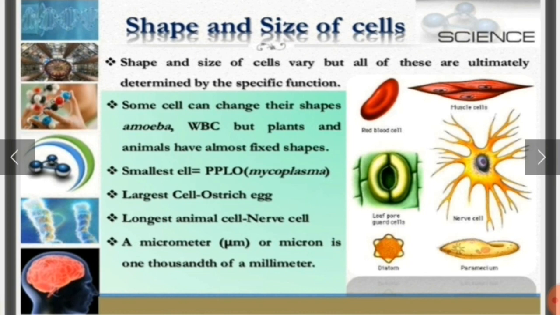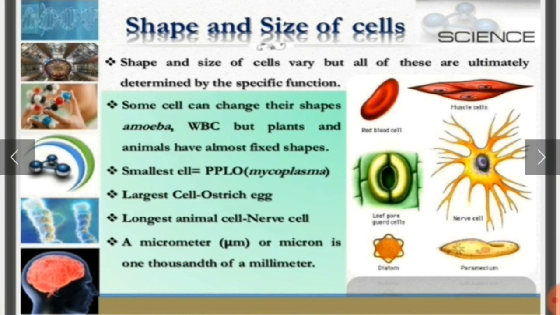So now we are going to see some of the important types of cell you should remember. That is the smallest cell. If they ask which is the smallest cell, we have to say the mycoplasma. The smallest cell is mycoplasma, and the largest cell is the ostrich egg. The longest animal cell is the nerve cell.